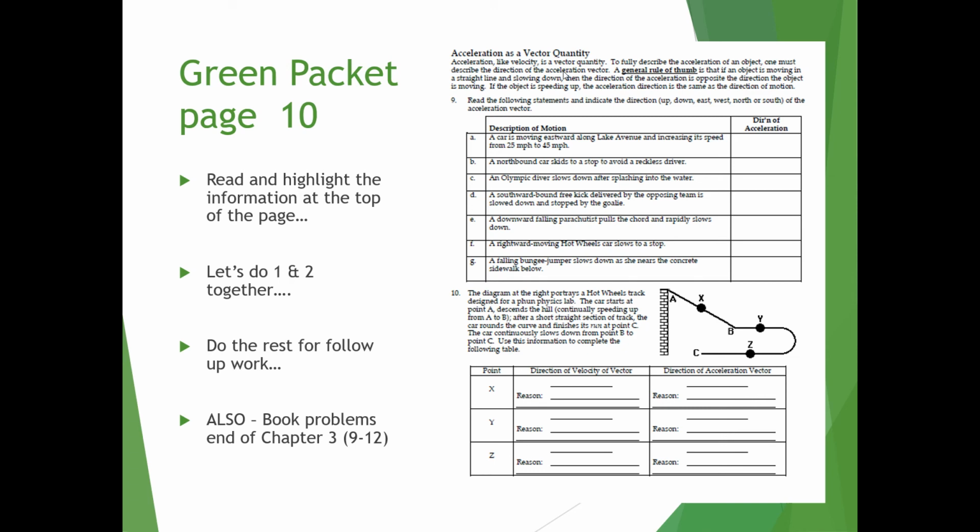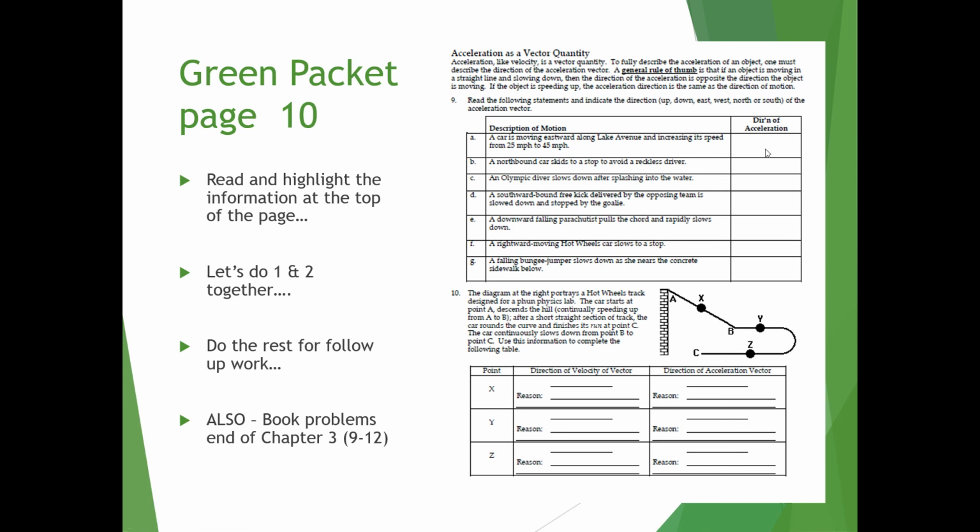Okay, so let's do a couple of these. Read the following statements and indicate the direction up, down, east, west, north, or south of the acceleration vector. So the description of motion: A, a car is moving eastward along Lake Avenue and increasing its speed from 25 miles per hour to 45 miles per hour. So eastward, it's increasing speed, so the direction of acceleration is also eastward.